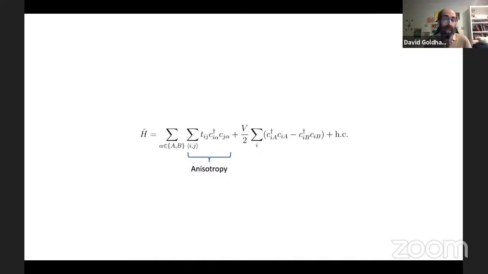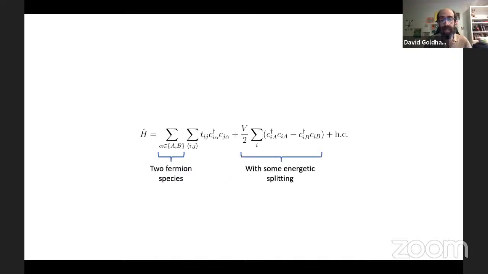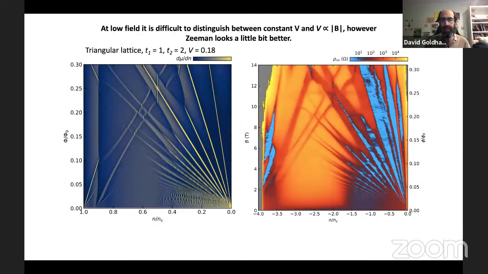So in any case, we now refine the model. So we have anisotropy and two fermion species with an energetic splitting, and we get this nice match to the data without real fine tuning of the parameters. And I should mention that actually, if we look more carefully, it really seems that the splitting between the two species, it's a better description to say that it rises with magnetic fields, maybe like a Zeeman energy. So that maybe these are two spins, or maybe they're two orbital states.